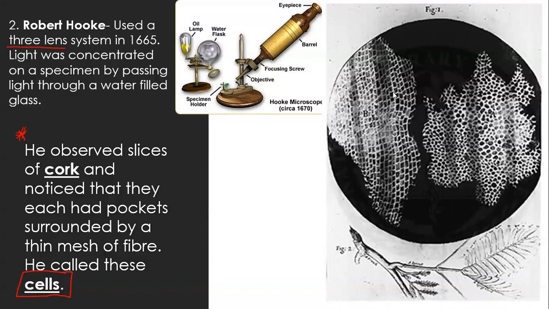Now, he didn't know what they were used for. He didn't know what was contained inside of them. He just looked at these plants and said, oh, look, they're made of these little rooms, essentially. Okay, and this was in the late 1600s. And these are actual drawings by Robert Hooke that he did of the objects that he was looking at.